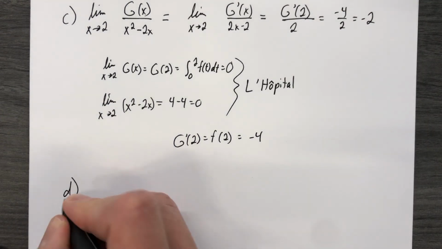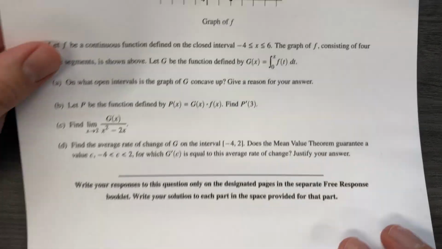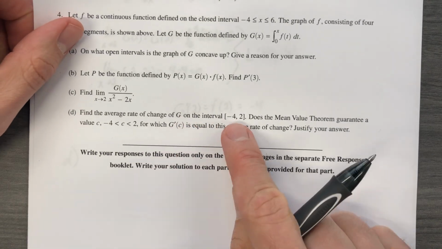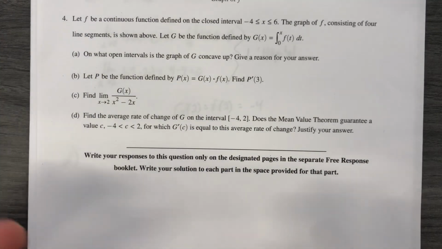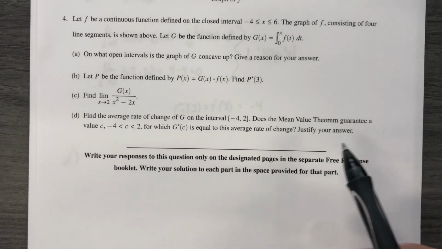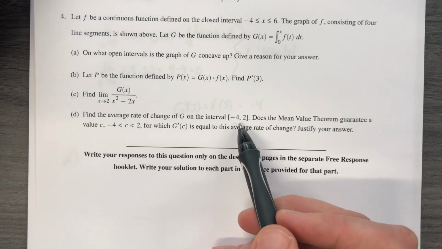All right, last one, part D. Ha, fun stuff. It's about to get crazy. All right. Find the average rate of change of g on the interval from negative 4 to 2. Just stop right there. You can keep reading if you want to, but you're going to earn some points just for answering that first question. So before we get all overwhelmed in the mean value theorem guarantee, okay.